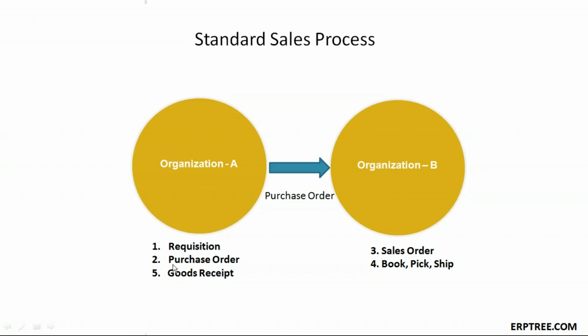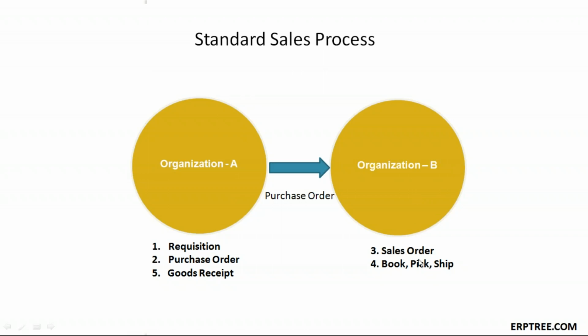Here organization A is placing the purchase order to organization B. Once organization B receives this purchase order, they record it in their books as a sales order. From organization A's point of view, they want to purchase, so there is a purchase order for them. Organization B is doing the sales. The order they receive from organization A becomes a sales order for them.